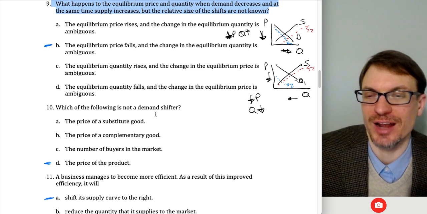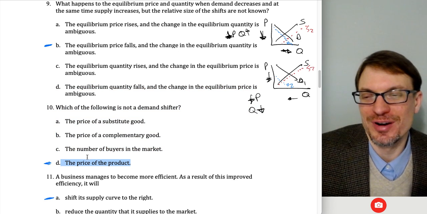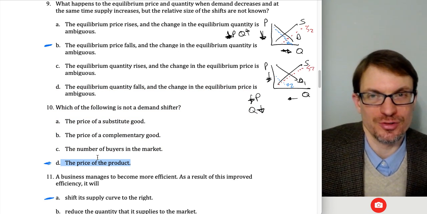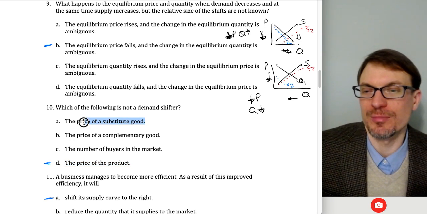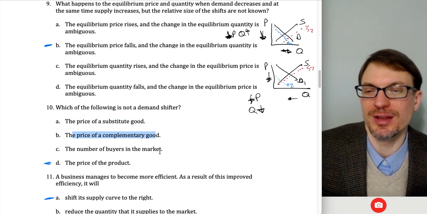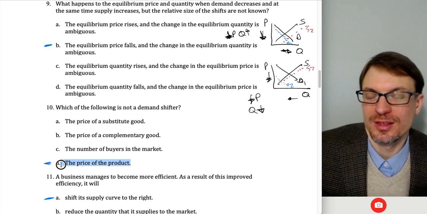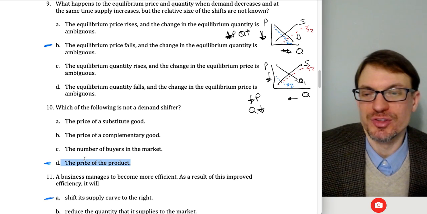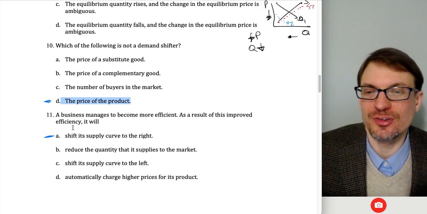Which of the following is not a demand shifter? The price of the product, right? Remember, if price changes, only quantity can change. In order for demand to shift or supply to shift, you need something other than price to change. So for demand, price of a substitute, price of a complement, number of buyers, those are all demand shifters. And then price of the product is going to give us a movement along the curve, change in quantity demanded.